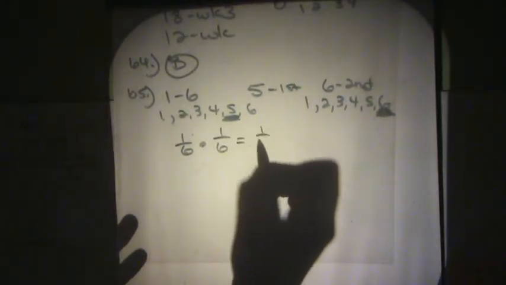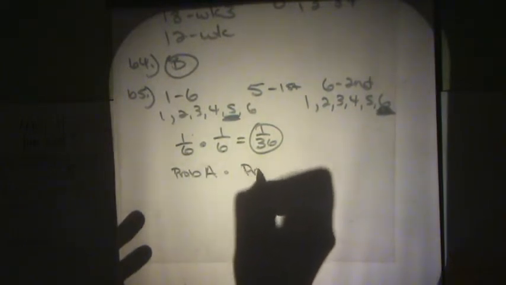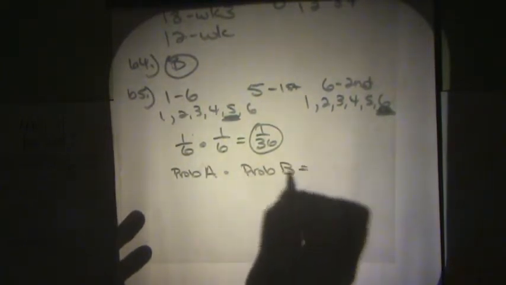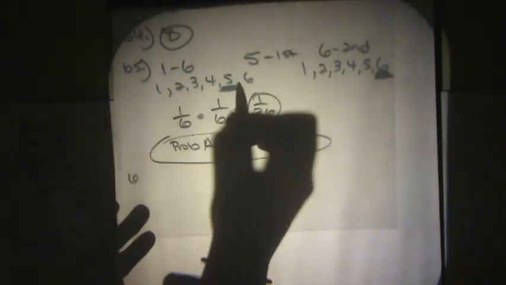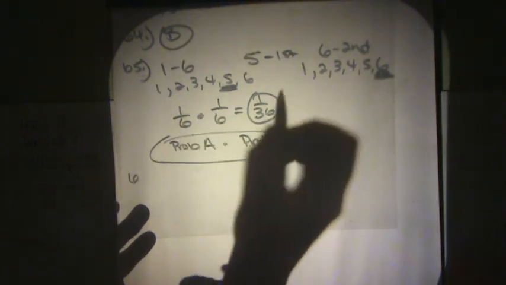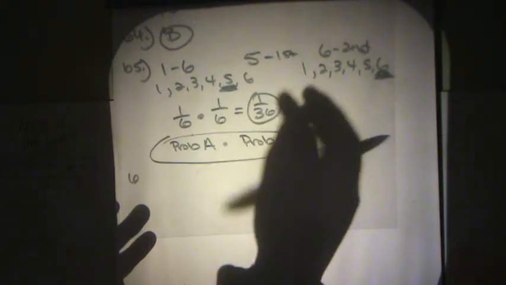Then you multiply these. You're multiplying the probability of the first, so probability of A times probability of B. That's the formula. You don't care about what number. So if I underline 3 numbers, I put 3 over 6. If I underline 2 numbers, I put 2 over 6. Probability of the first event times probability of the second event.